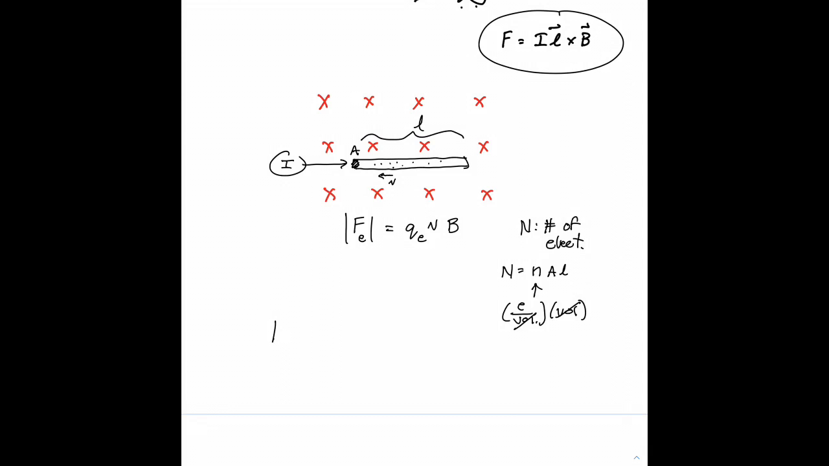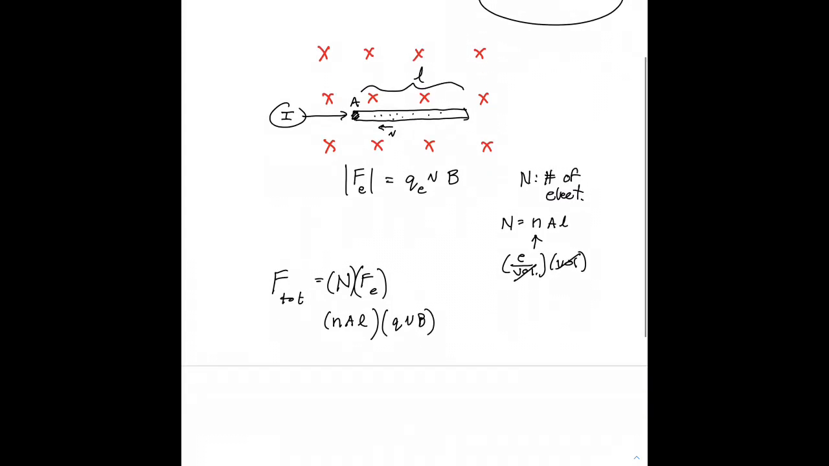So if I want the total amount of force, then I need to multiply the overall number of electrons that are drifting times the force per electron. So I need to multiply N, A, L, the number of electrons, times the force per electron, which is qvB. Now you might start to see something familiar. If I took the product of n, q, v, isn't that just what we call the current density? So we have F total on our wire is equal to nqv times A, L, B.